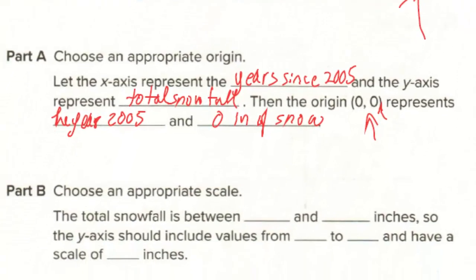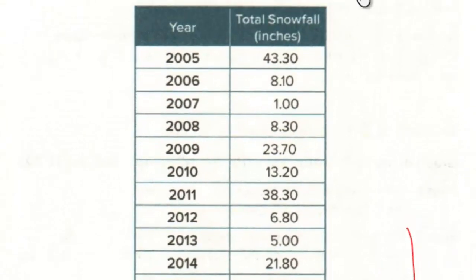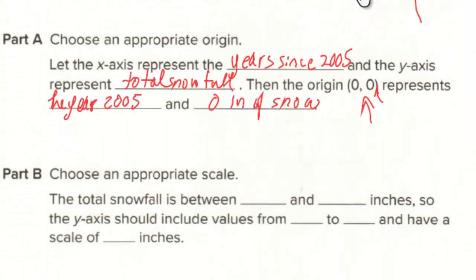Part B, choose an appropriate scale. Well, according to the table, snowfall is between, it looks like about 1 inch and 43.3. So between 1 inch and 43.3 inches. So the y-axis should include the values from 0. So we've got to go low enough to include 0. And how about 43.3? How about we go up to 45 and have a scale of, now here's where we've got to make a decision.